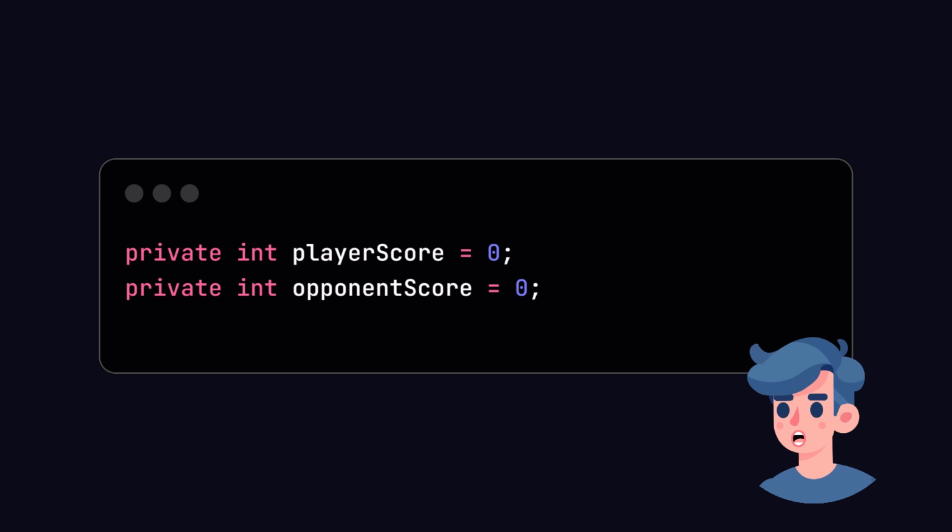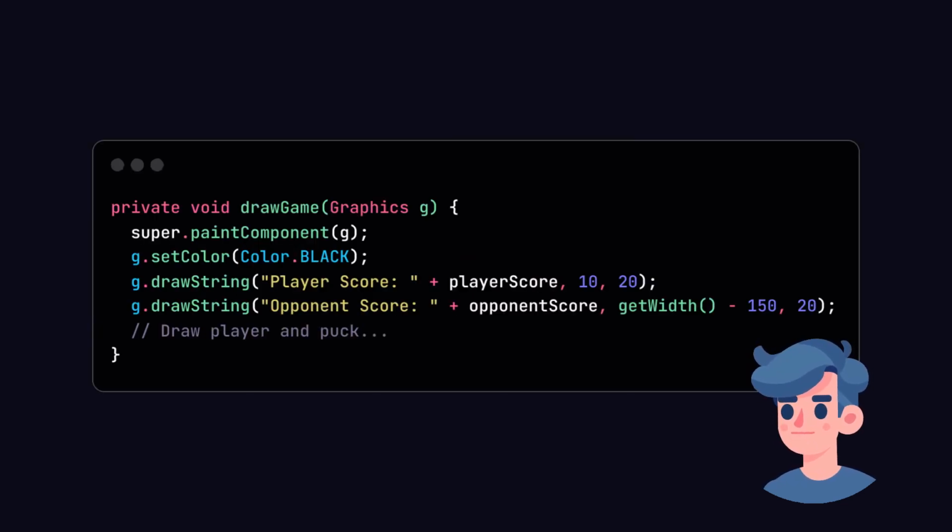Next, let's implement a scoring system. We will maintain a score for each player. We will also visually represent the score at the top of the game panel. Update the drawGame method to show the scores.